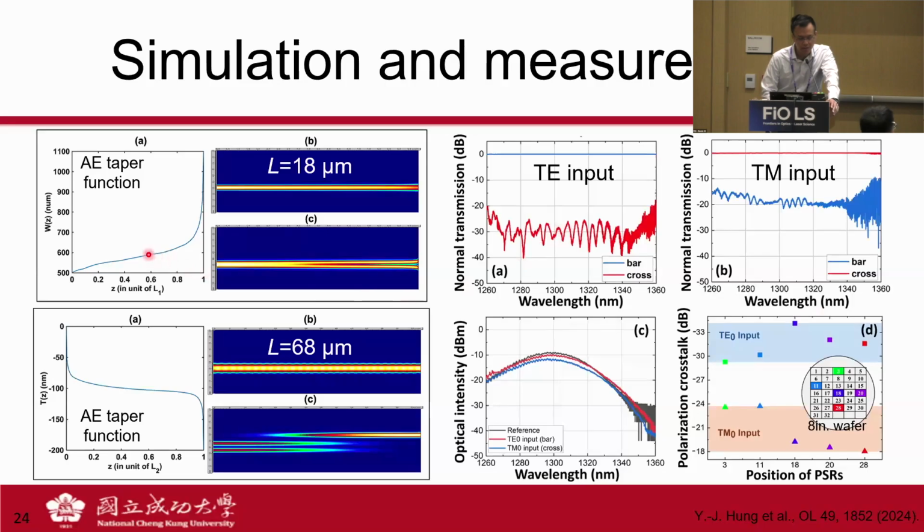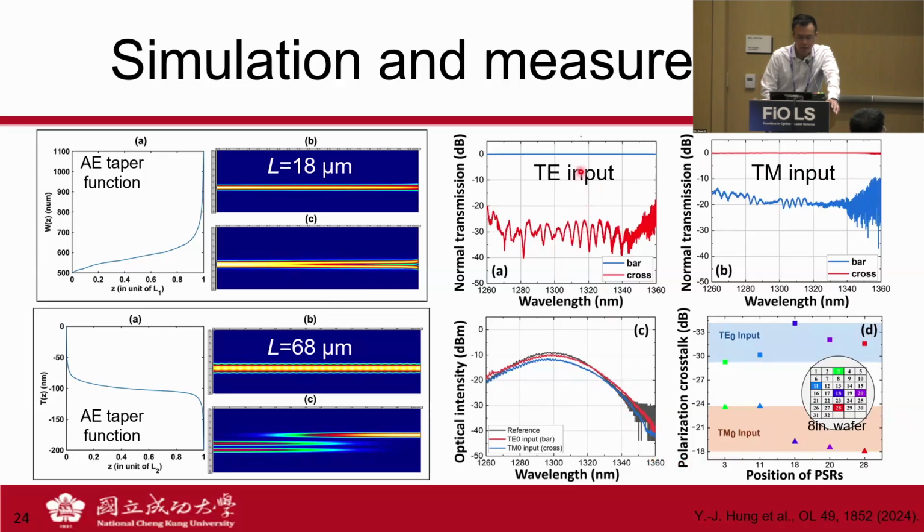So this is the adiabatically engineered taper function for the first section. And you see that the input TE mode still stays TE. The input TM mode is converted to the TE1 mode. And then in the second section, basically the TE0 stays in TE0. TE1 is converted to TE0 on the top. So on the right are the fabrication results.